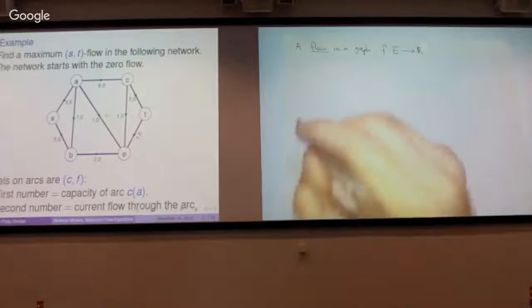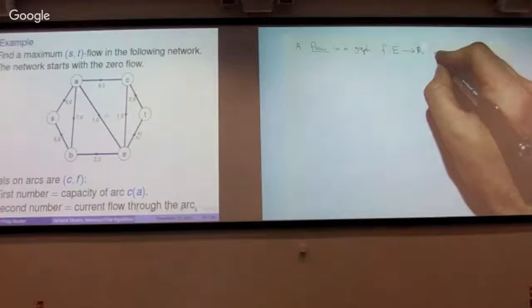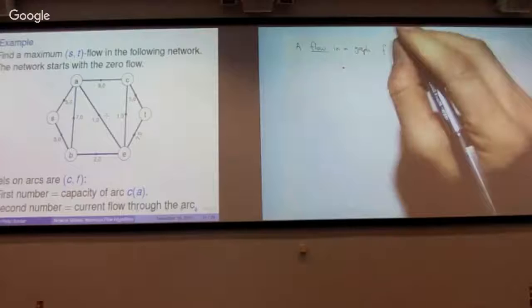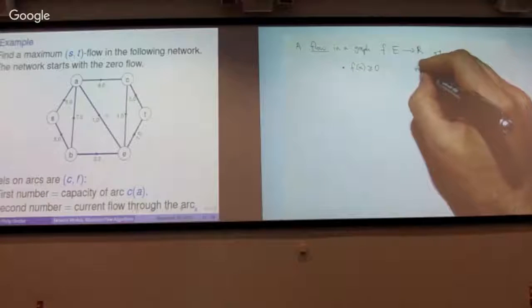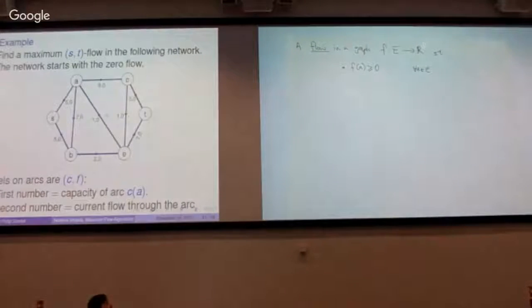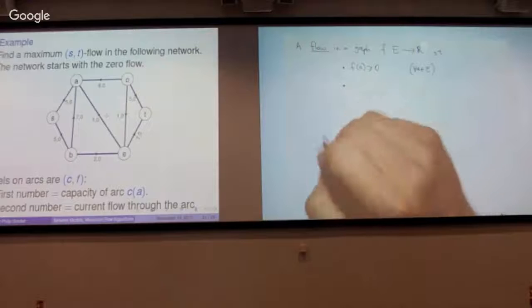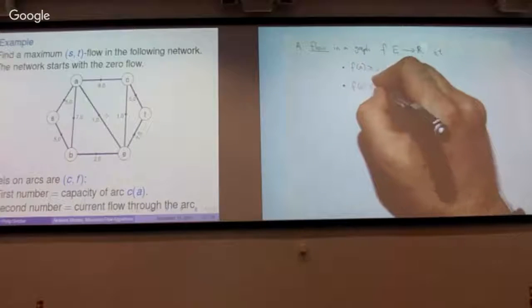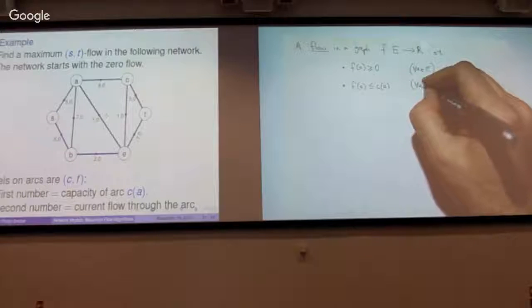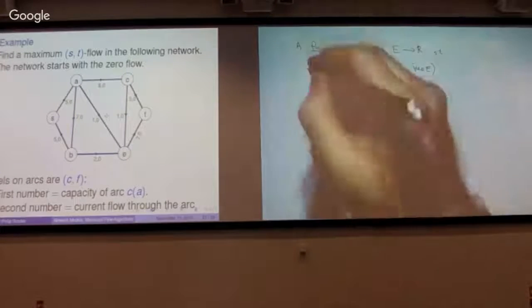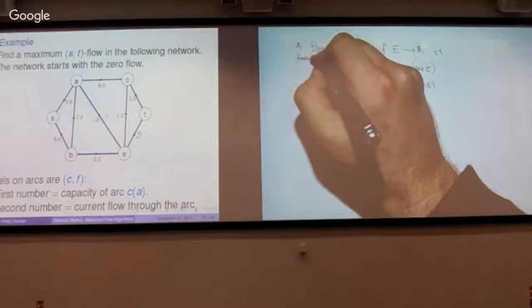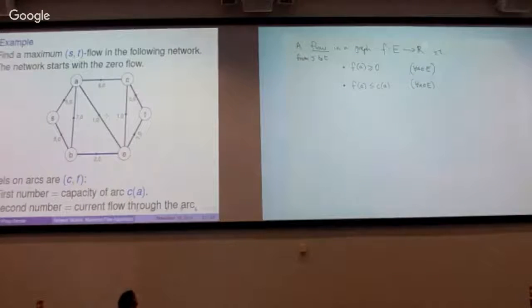So it's a function that satisfies that. It can't be negative, so on each of these arcs it is greater than or equal to 0. It can't exceed the capacity of the arc. And okay, so this is a flow. We should have said that there's a flow from S to T, which are some vertices. So you can see in the picture you have a node S and a node T.